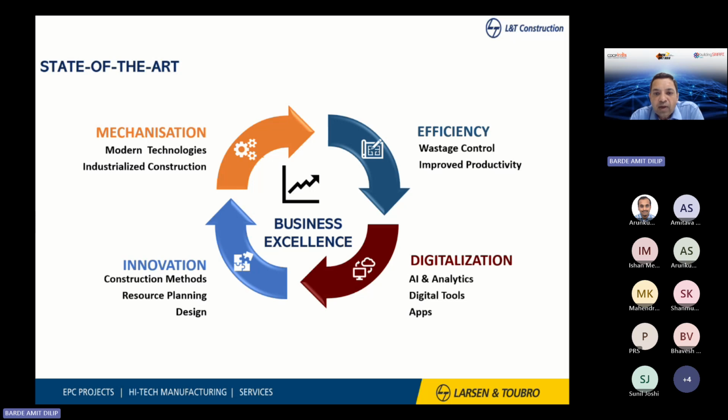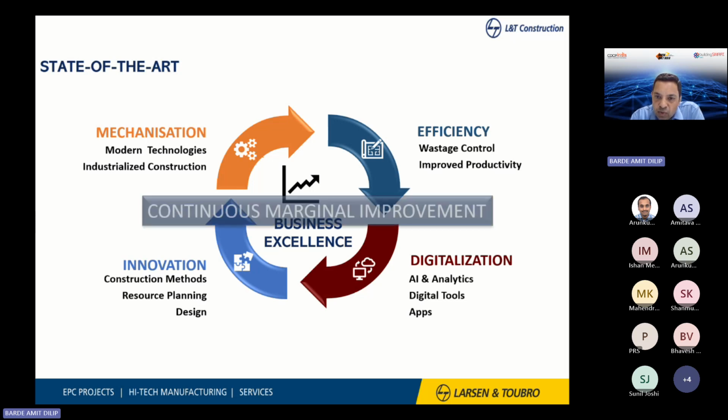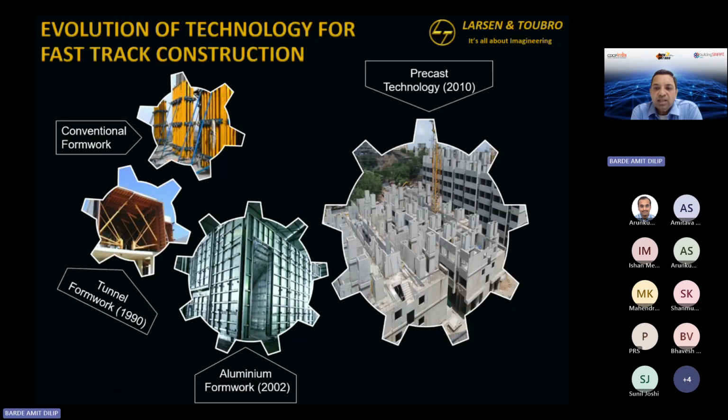And how we go about it is you keep repeating that cycle every time you do something different: do more mechanization, see what efficiency, measure the efficiency, innovate further. That continuous marginal improvement is what we are going to see in this. And this is where all these modern technologies we are discussing come in.